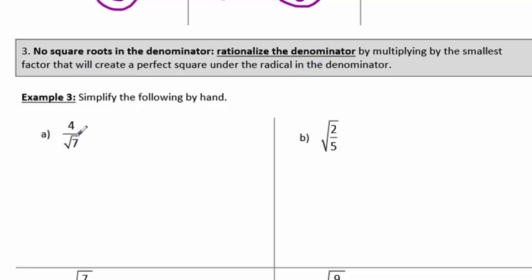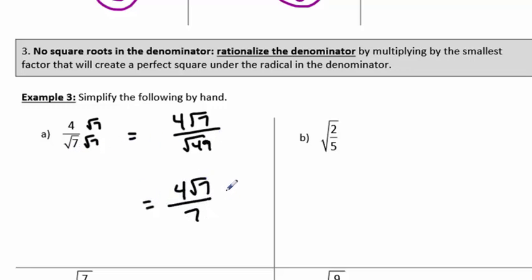So for example, the square root of 7 is in the denominator. I need to rationalize this by multiplying top and bottom by the square root of 7 to get a perfect square in the denominator, to get the square root of 49, or 7, in the denominator. My numerator is going to become 4 times the square root of 7, and my denominator is going to become the square root of 49, 7 times 7, which simplifies to 4 square root of 7 over 7. It's been rationalized. This is fully simplified. There's no square root in the denominator.